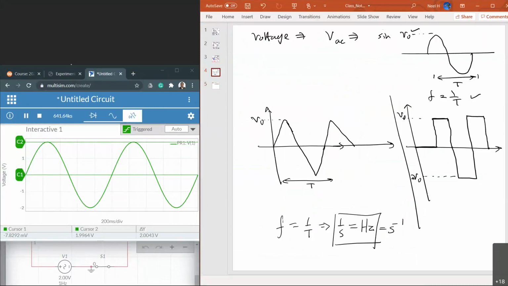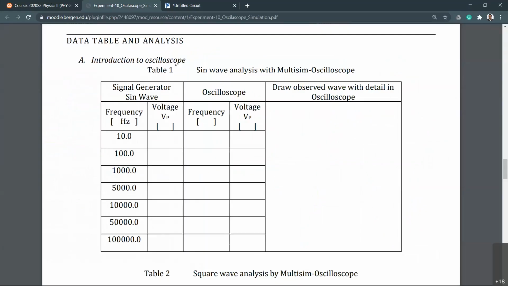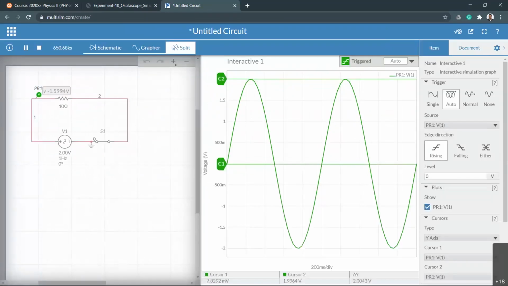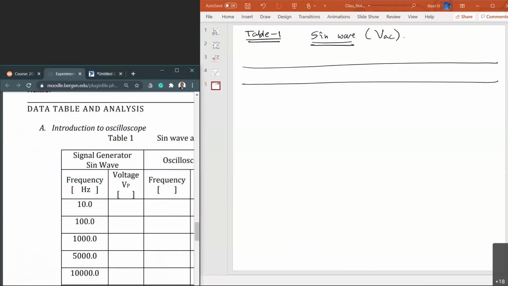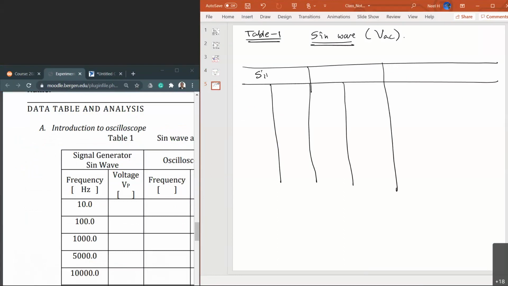All those variations you can do very easily by using the signal generator. That's why your lab manual tells you to use the signal generator here. Now, these are signal generator values. There are two columns right here to represent signal generator values, and then two columns right here to represent the values you are measuring with the oscilloscope. These are given values from the signal generator, and this is the values you are measuring from the oscilloscope.